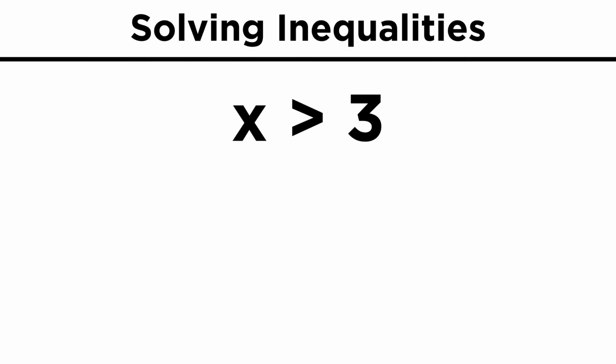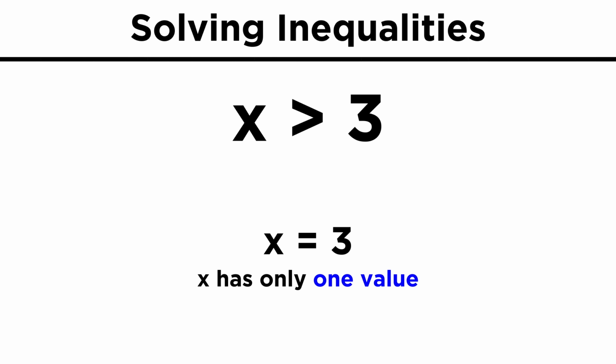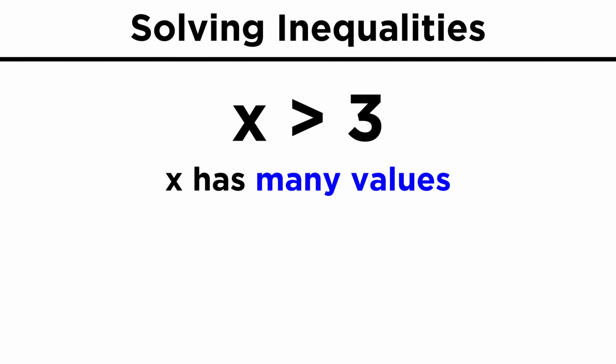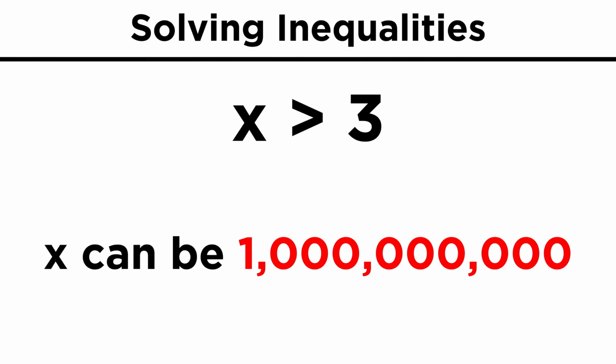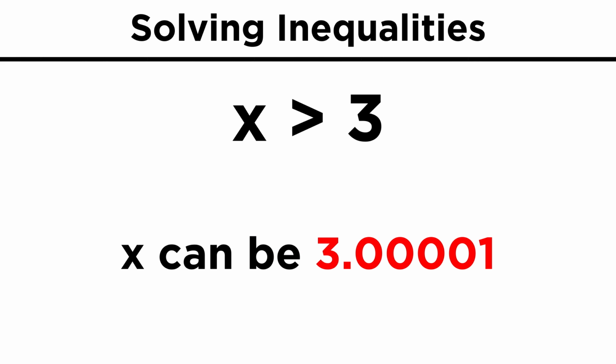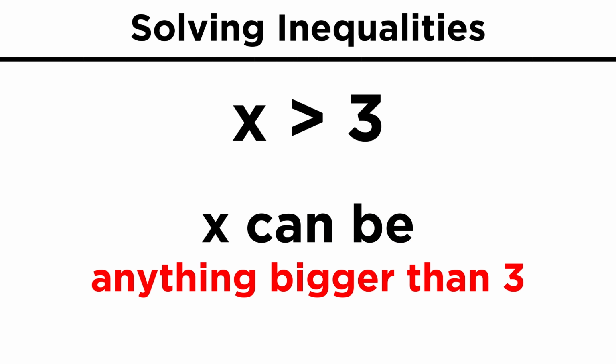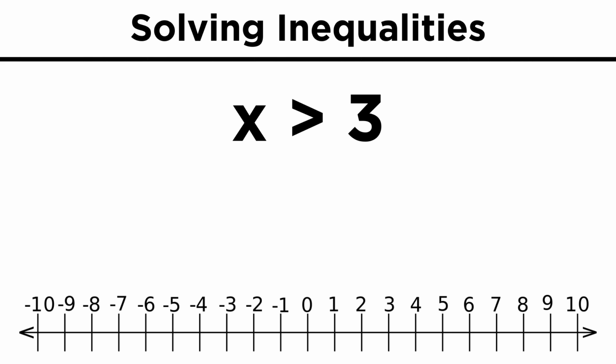First, let's examine something simple, like x is greater than 3. Unlike a simple equation where x has precisely one value, x has many values, and any value for x that satisfies the inequality is a solution for x. 4 could work, or 10, or a billion, or 3.00001.